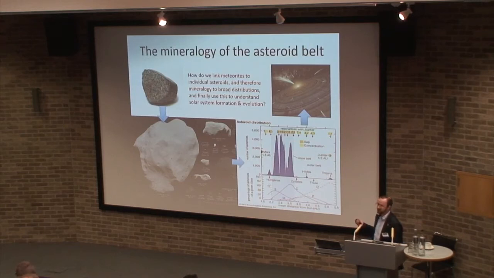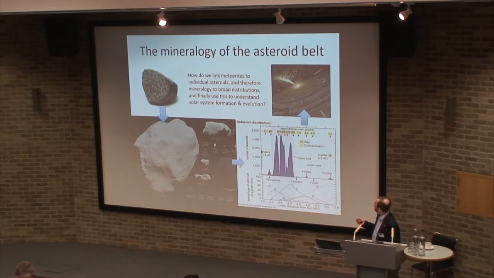So we think we have a vague idea of how these broad distributions of types of asteroids and where we find them in the asteroid belt link to minerals, but in only a few cases do we actually have the real link between meteorite types, through asteroids, and through where they come from. And so that's the bit we want to try and understand a lot more of.